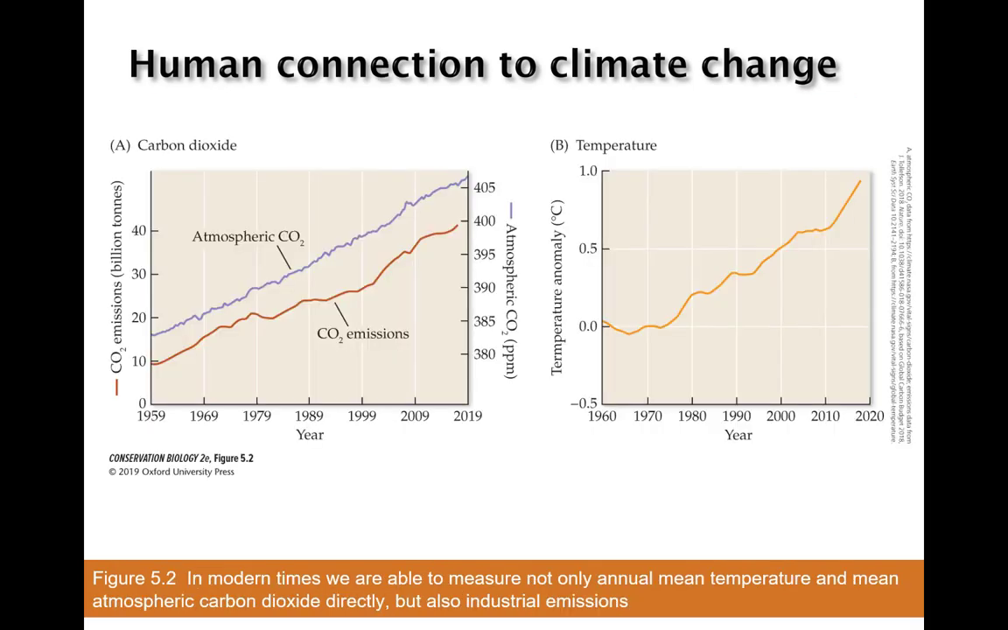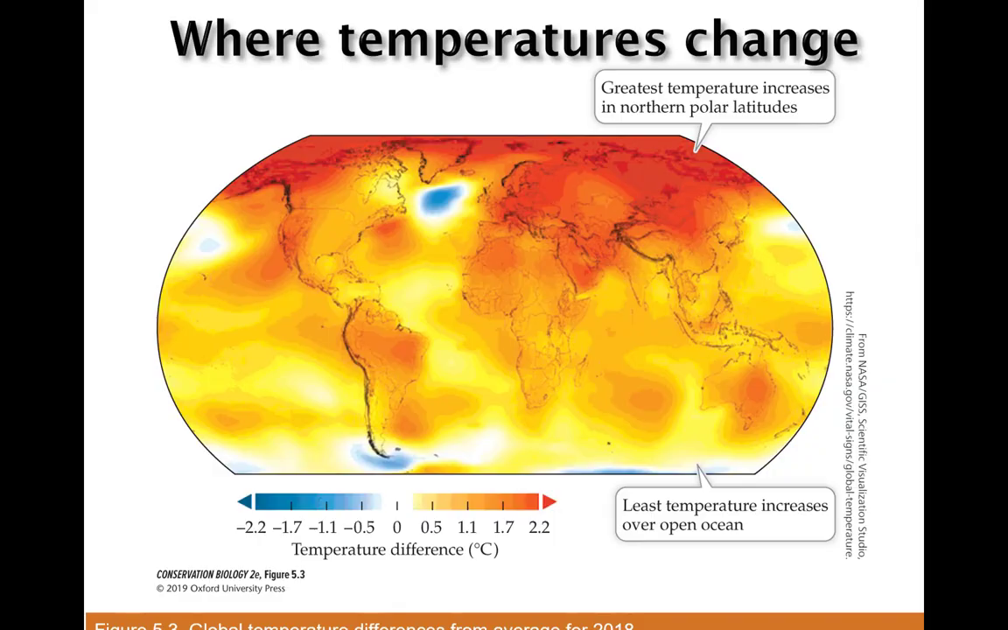So these graphs show temperature and atmospheric carbon dioxide as well as CO2 emissions. We can see atmospheric carbon dioxide going up with our CO2 emissions, and then temperature has increased as well with that. And so we can see that there is an easy to see human connection between climate change, CO2 emissions, and the temperature of the Earth.